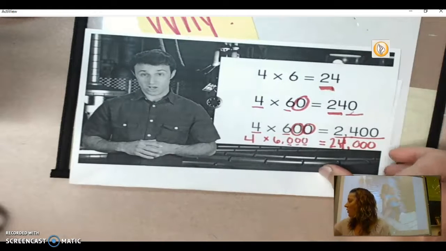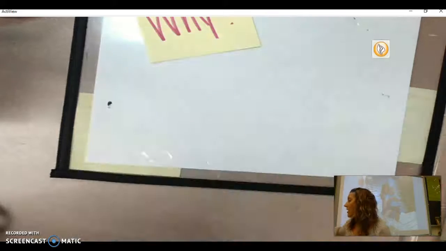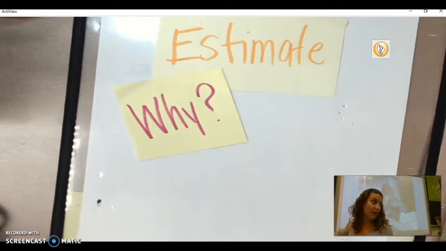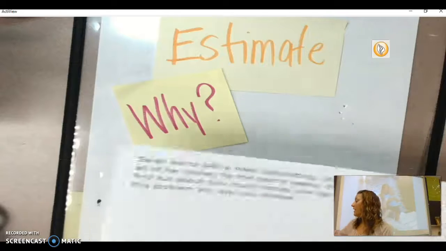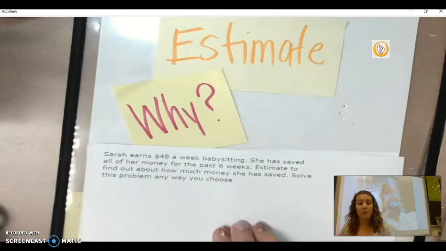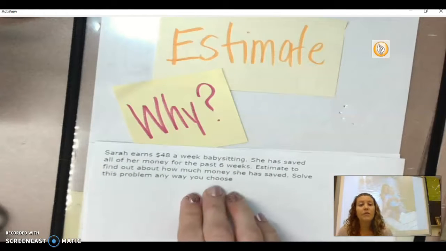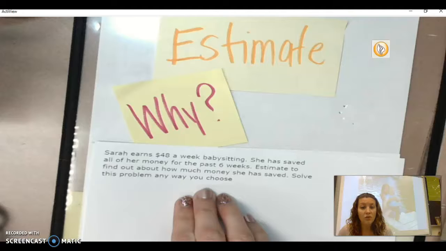So let's look at a real world problem in which estimation would be important, and let's talk about why. If we take a look at this problem, Sarah earns $48 a week for babysitting. She has saved all of her money for the past 6 weeks. We want to estimate to find out about how much money she has saved, and we can solve this problem using any way we choose.